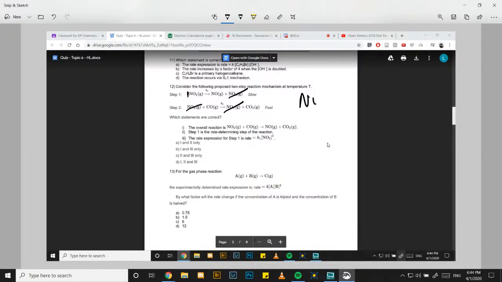So overall the reaction is NO2 plus CO plus NO2 plus CO gives CO2 plus NO, right? Okay, one sec. NO plus CO2. So that's the correct reaction, the same one that's down over here. So we know that this one is correct. The next one is step 1 is the rate determining step of the reaction. Again, this is true because you have a slow reaction over here, so this is obviously true.